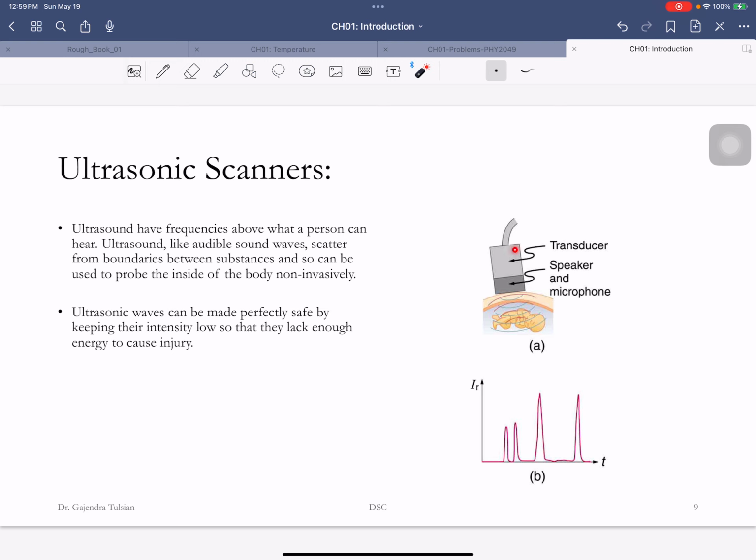So an ultrasonic scanner uses sound waves of frequency higher than what we can hear to create images of objects that you can't create using light waves. They are perfectly safe if you keep the intensity of the beam low enough, they won't cause any injury. So you're probing inside the body non-invasively.